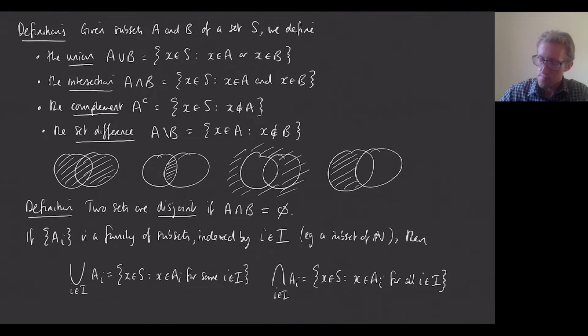Okay, so that's unions and intersections. What I now want to do is to prove a few things. So I'm going to first of all prove what's a fairly obvious proposition, but turns out to be quite useful. This is something called double inclusion.